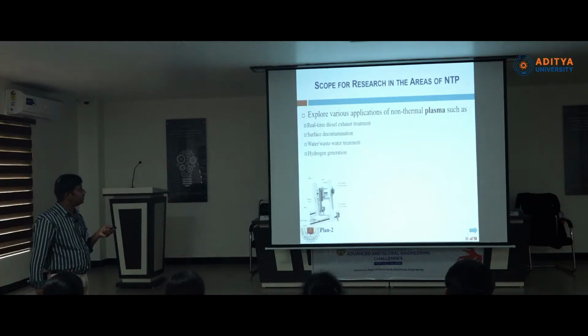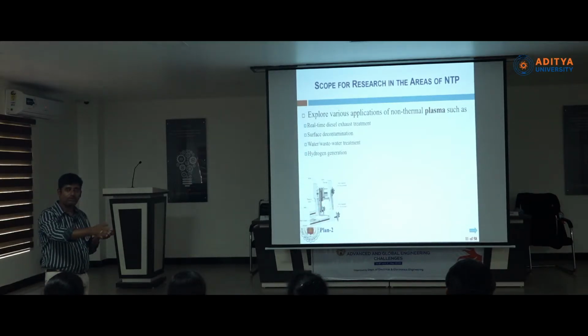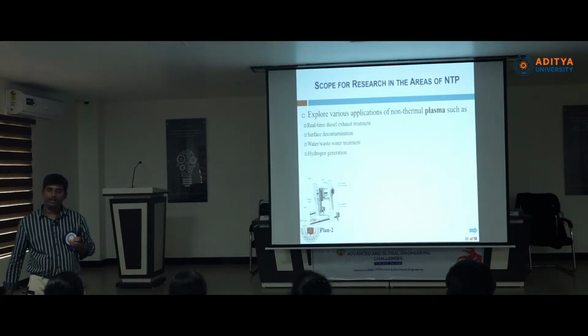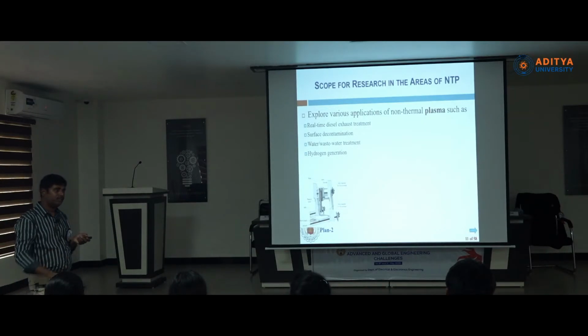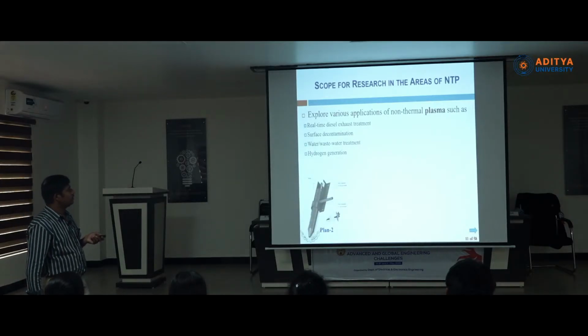Then surface decontamination, you can see in this picture there is a reactor. Any object you can place and expose it to the plasma jet. Then the surface of the object will be getting treated. You can use XRD or SEM for analysis, morphology analysis you can do. And this is the reactor which we can use for surface decontamination.